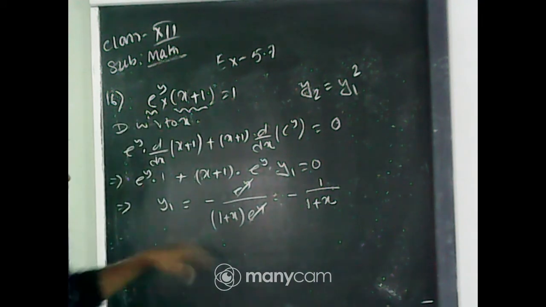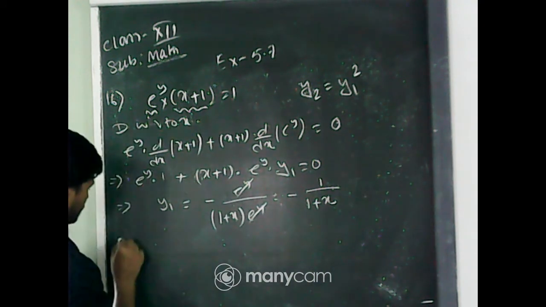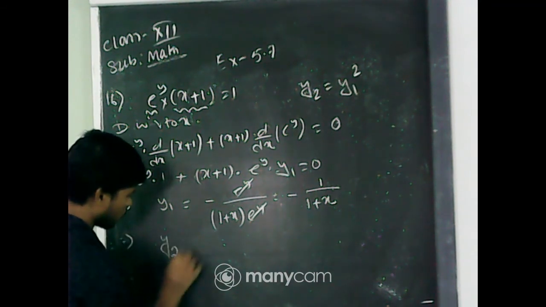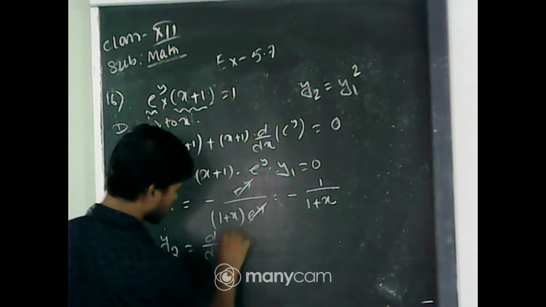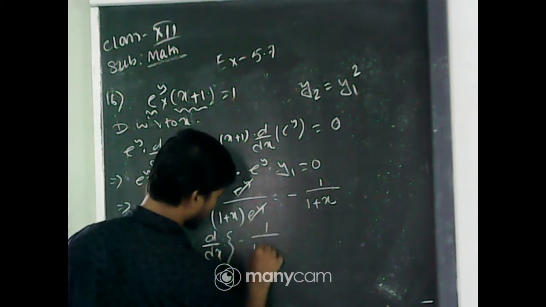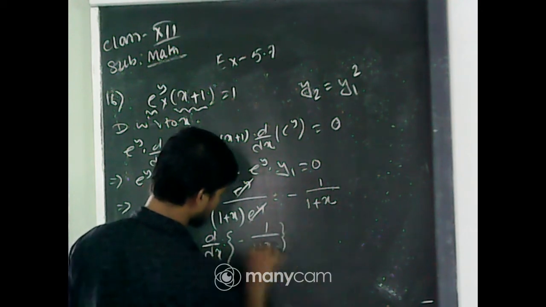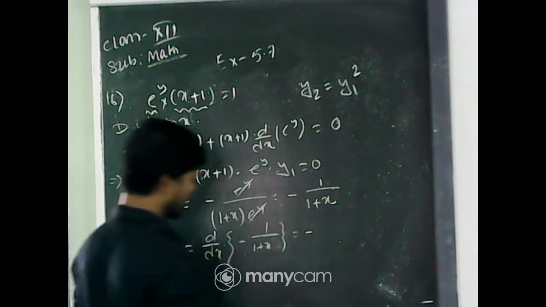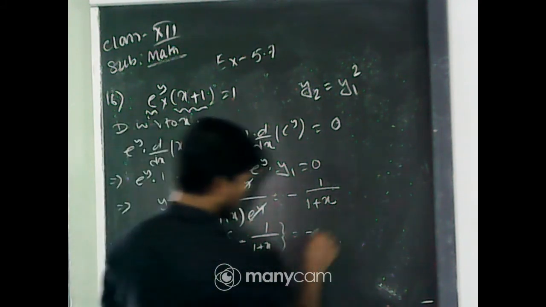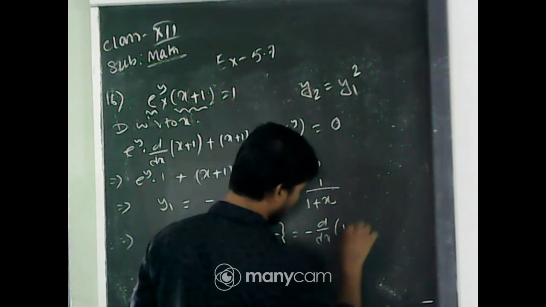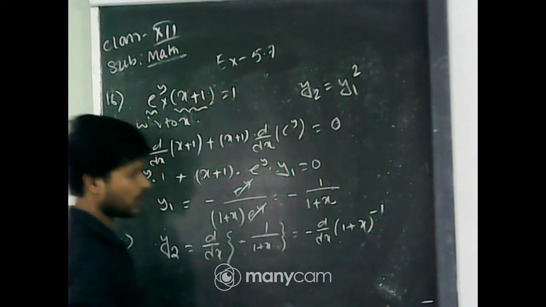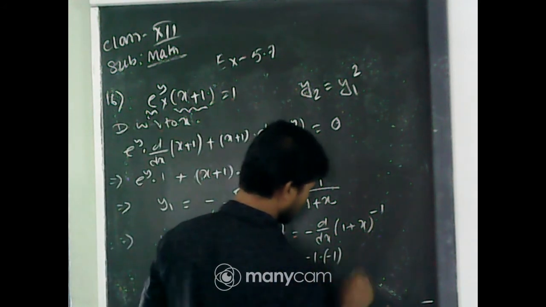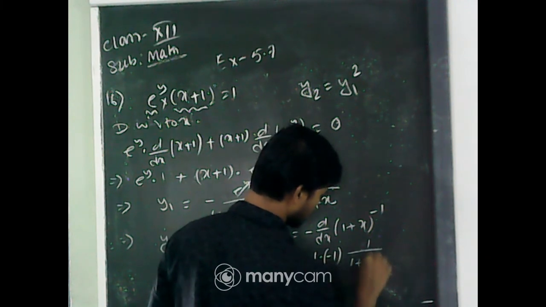Now differentiate it with respect to x again. So if I differentiate it with respect to x again, y2 is equal to d/dx of minus 1 by 1 plus x. Now what is the derivative of 1 plus x? The minus comes out from the differentiation, and we take the derivative of 1 plus x whole to the power minus 1. Now do the derivative. So that is minus 1 into minus 1 into 1 by 1 plus x.